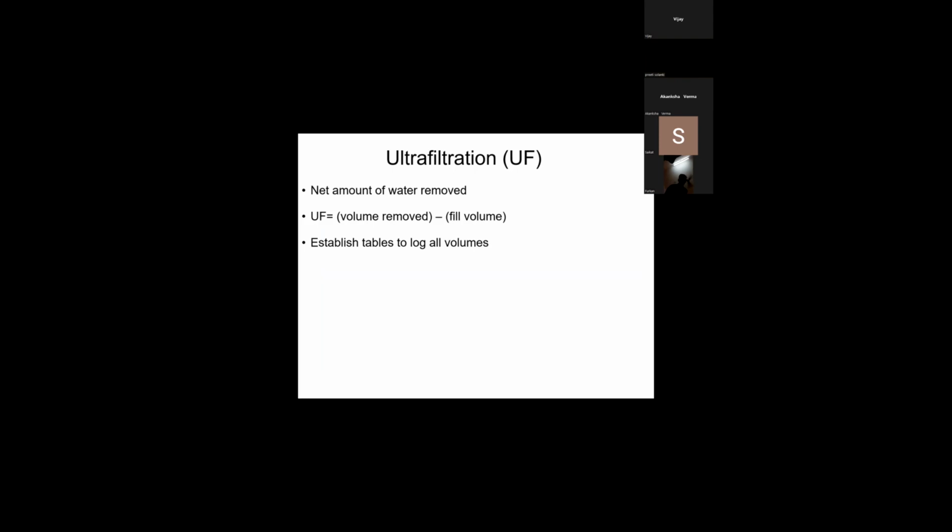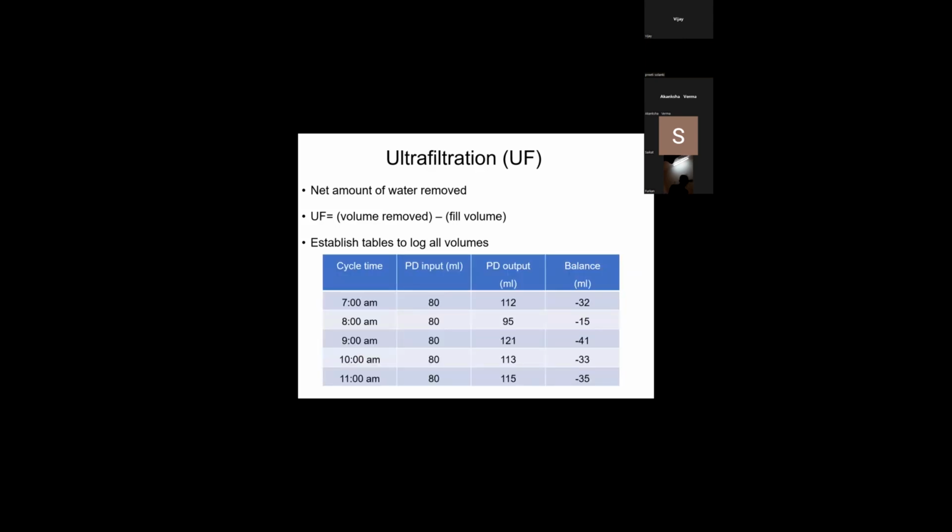Now, coming to ultrafiltration, it is the net amount of water removed. Ultrafiltration is calculated as volume removed minus fill volume. We have to establish tables to log all volumes to calculate the balance in ultrafiltration. This is an example of a table: the first column is cycle time, second is PD input, that is the volume of dialysate instilled into the peritoneal cavity. Third column is PD output, the volume of dialysate which has flown through the drain into the urobag, and balance is calculated as PD input minus PD output. For example, PD input was 80 ml, PD output was 112 ml, so balance is minus 32 ml, and our ultrafiltered volume is 32 ml.